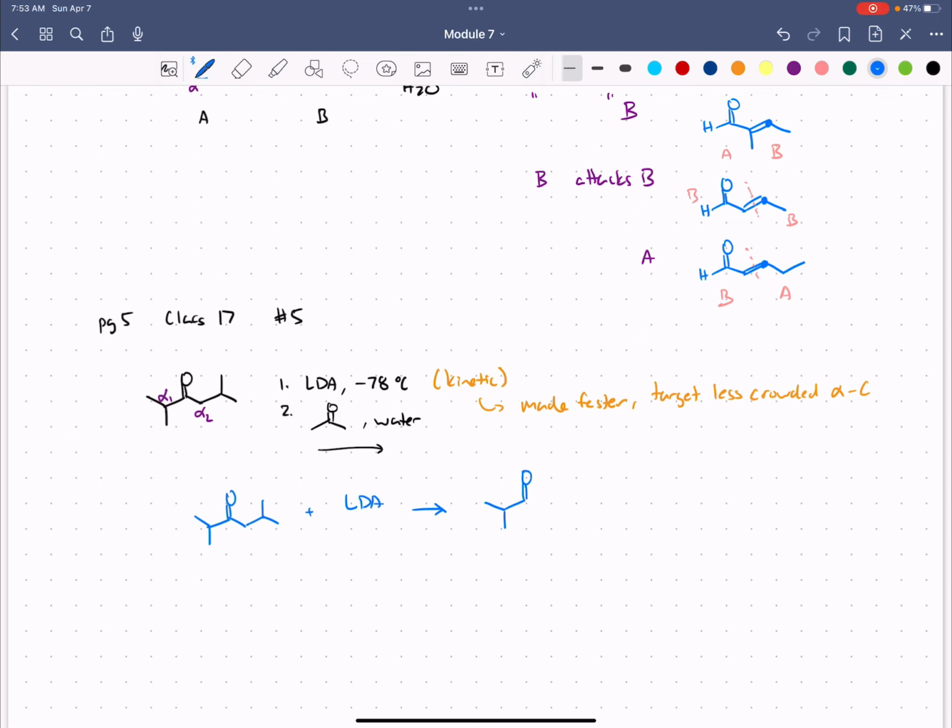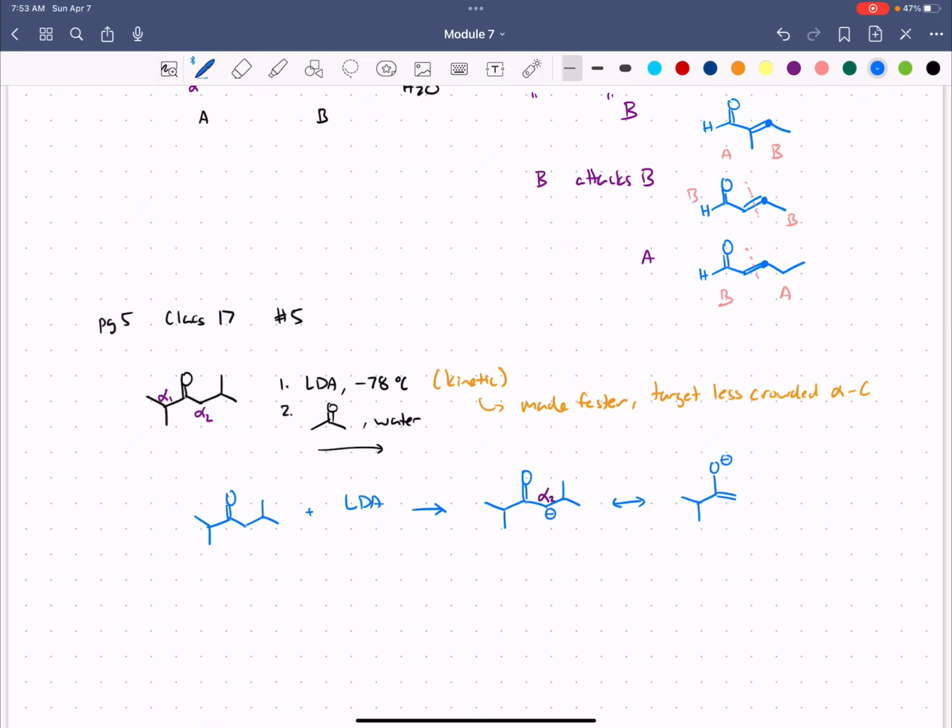Let me do it this way. Let's draw the C enolate, okay? So that's what I mean by deprotonate, right? The alpha that's less crowded, alpha 2. But again, I prefer the O enolate. So if you draw the C enolate, that's fine because it kind of emphasizes, oh, we did deprotonate the less crowded alpha. But the O enolate, again, is this.